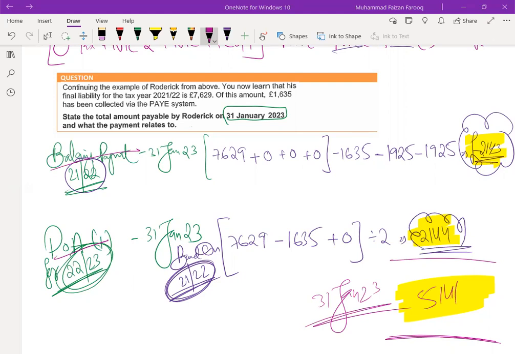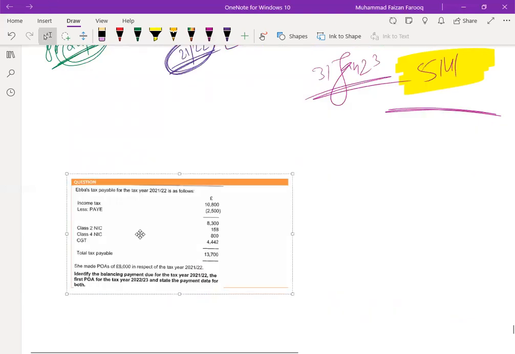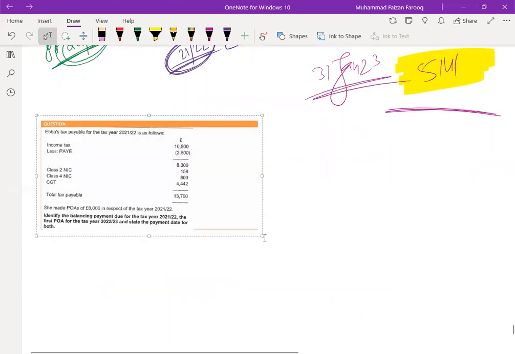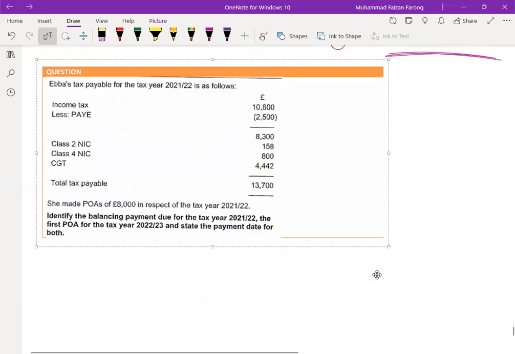And we can say that we are done with this individual's tax administration, and this is the major element of individual's tax adjustments, tax assessments. I am sharing one question. I need you to tell me the answer. Just read the requirement carefully, and tell me the answer, and then we will discuss.